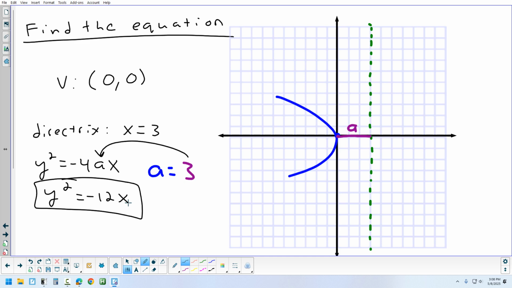Now, that's how I've written it here. If they solved it for x, what would you do? Divide y squared by negative 12. Yep. So this is a possibility for how you could see it written on the test. They might solve it for the letter that is not squared. So negative 1/12 y squared equals x. Okay. Any question on that one?